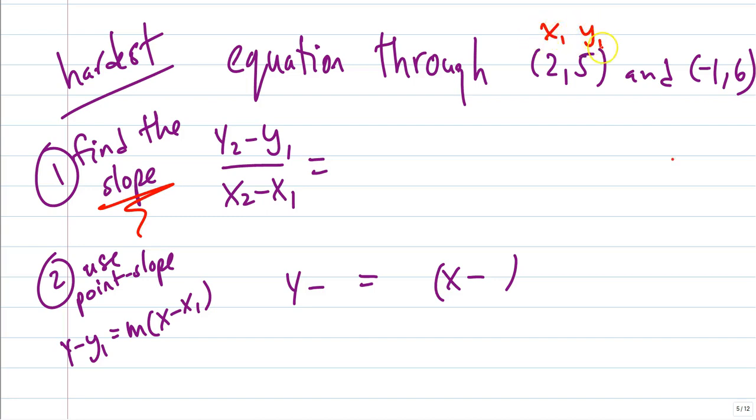x1, y1, x2, y2. Find the difference in the y's, 6 minus 5, over the difference in the x's, -1 minus 2.